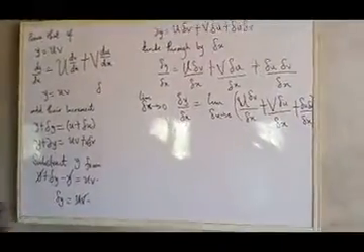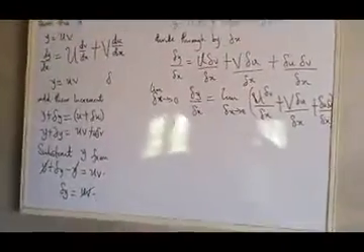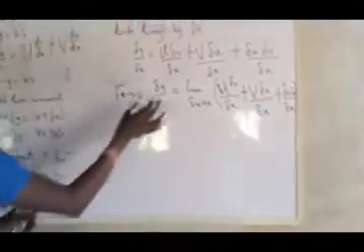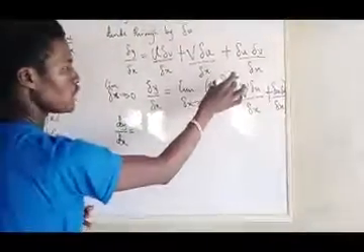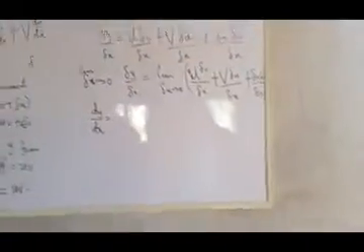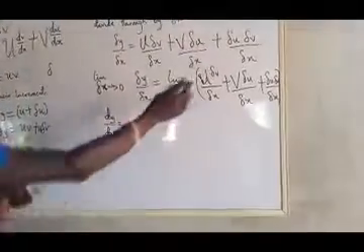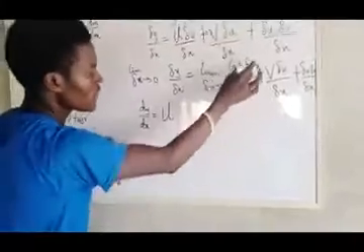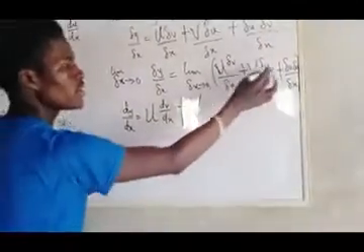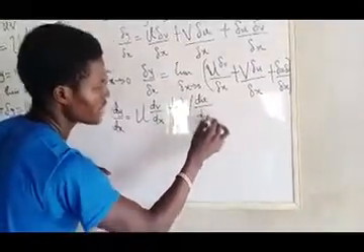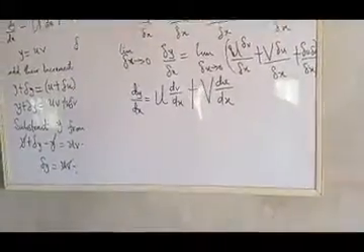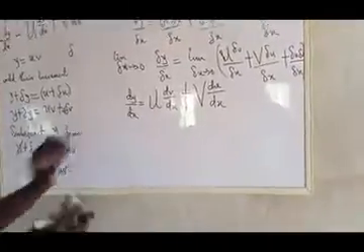Once you take the limit as delta x approaches zero, this will become dy/dx, this will become dv/dx, and this will become du/dx. So this will become dy/dx, this one will become u dv/dx plus v du/dx, and this last one will vanish, because you have two small components there and it can't be expanded. So this will be your final answer.